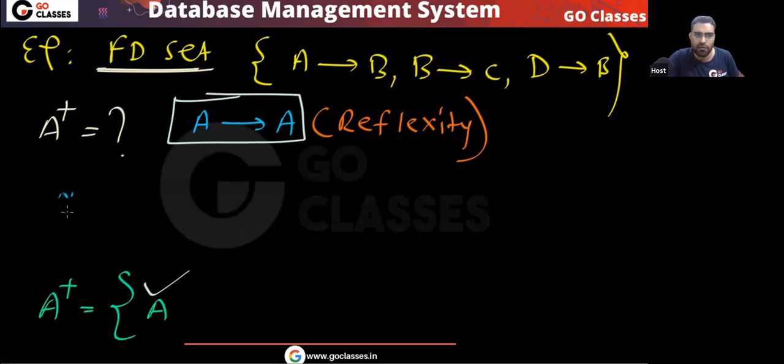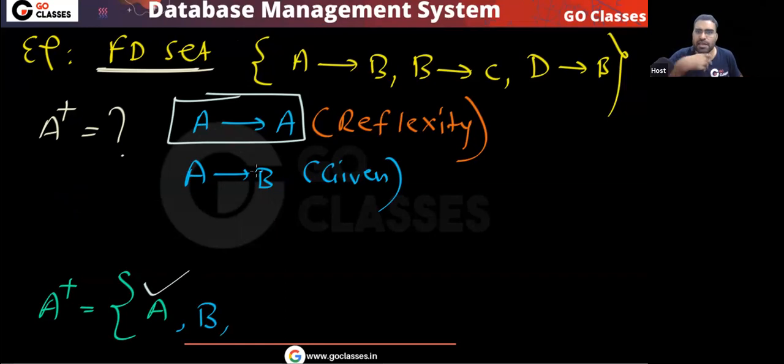What else? Tell me, what else? You can notice A can determine B. This is given. A can determine B. So you can put B also. Yes or no? What else can I put?